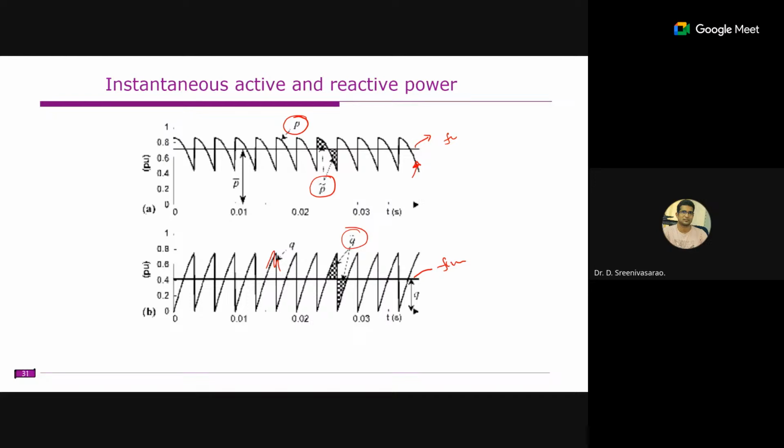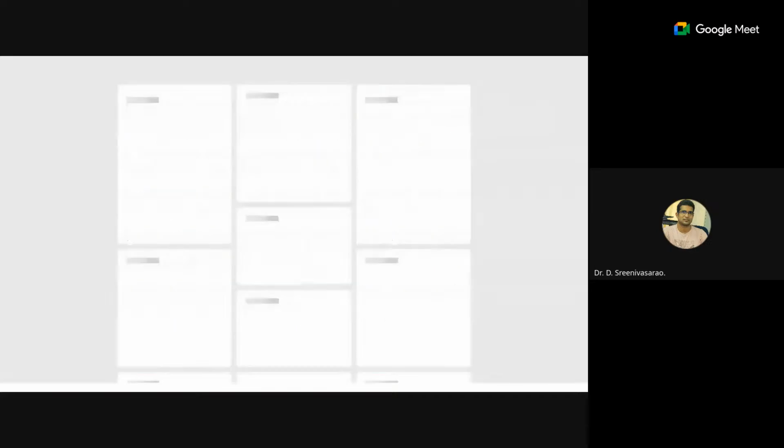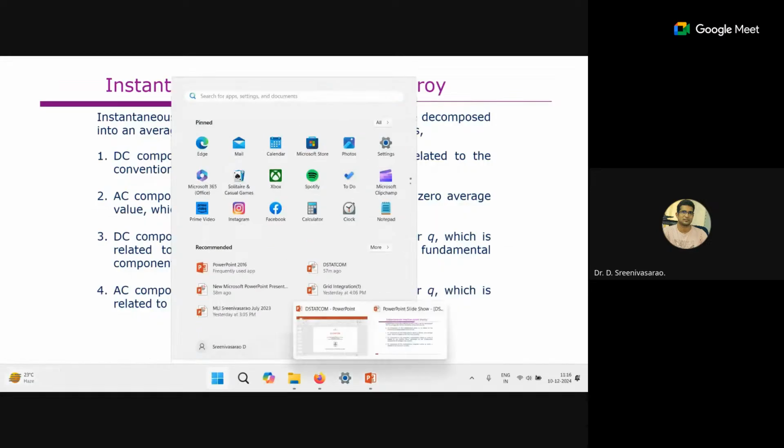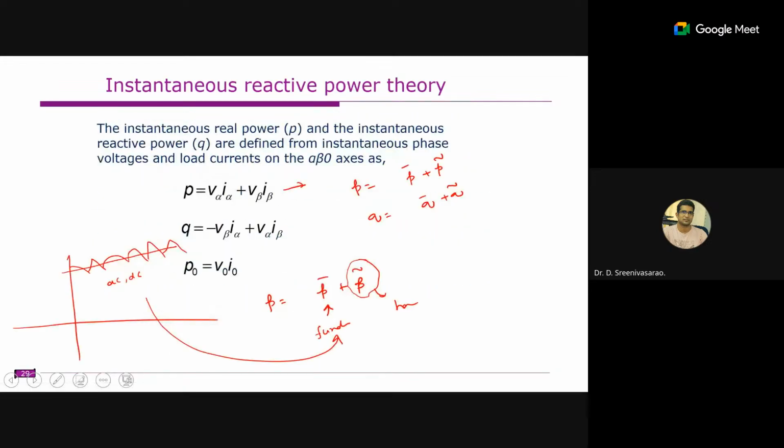So we have identified that it consists of both components, an AC component and a DC component. Depending on that, we can select the objectives. If you eliminate this AC component, then from the source point of view it will act as a linear load. And another thing is the reactive power: here we have no need to separate the AC component or the DC component, right?